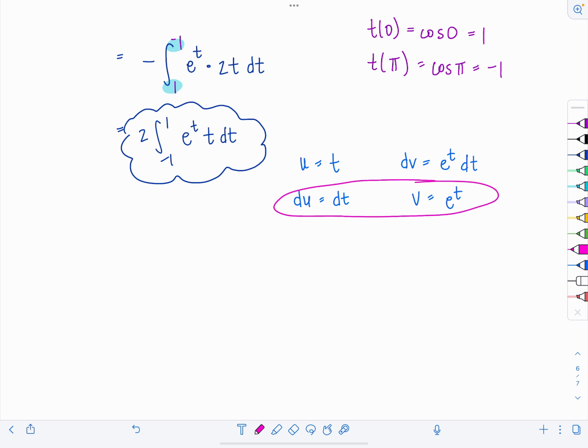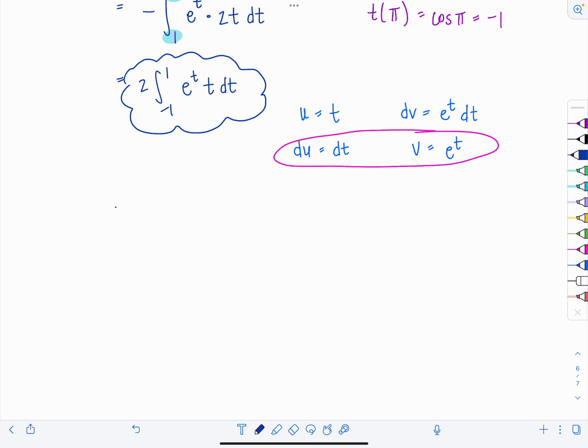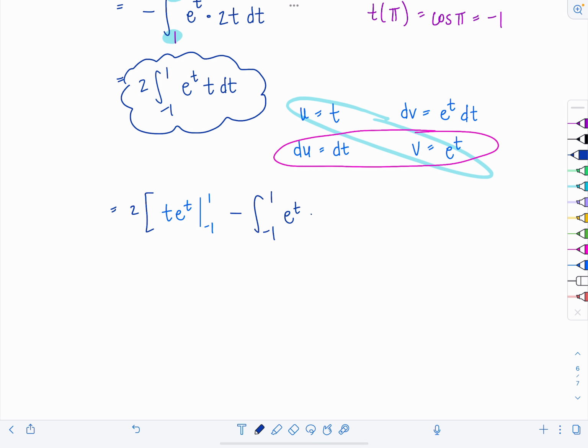Okay. Did things get better? Why, yes. This is all we're going to integrate. How nice. So here we go. Keep that 2 outside. Bracket. uv is here. T times e to the t. Make sure you show we have to evaluate that from -1 to 1. Don't skip writing that, otherwise it's wrong. Minus integral from -1 to 1 of v du, which is e to the t dt.